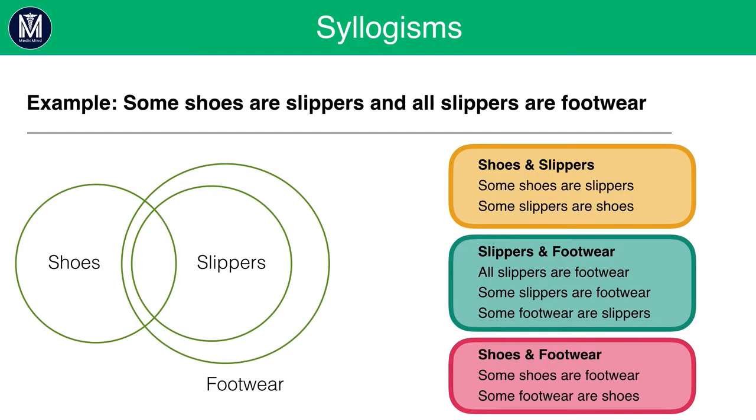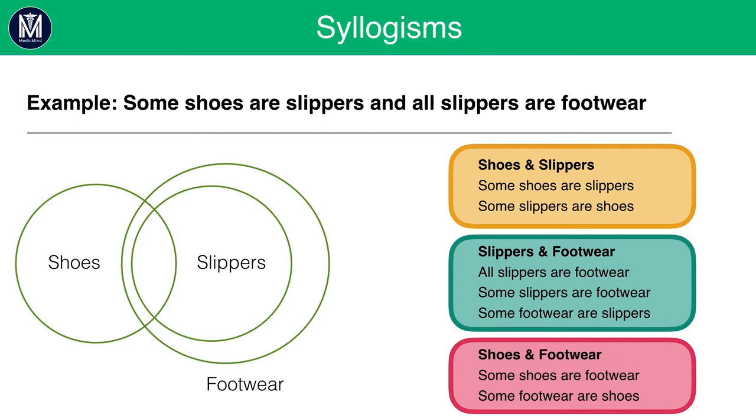Some shoes are slippers and all slippers are footwear. Now, if some shoes are slippers, we know that, again, some slippers will be shoes. If all slippers are footwear, a statement which reads some slippers are footwear will be correct, and a statement that reads some footwear are slippers will also be correct.